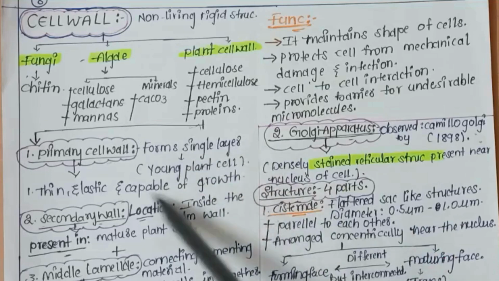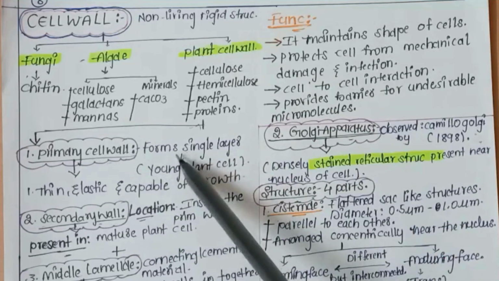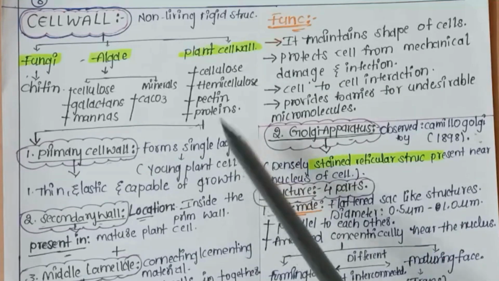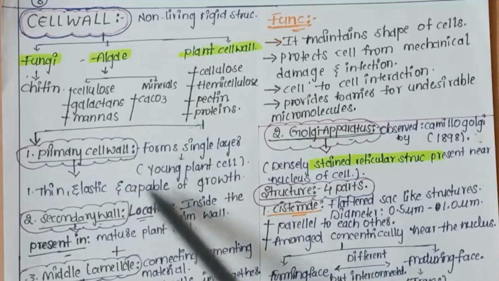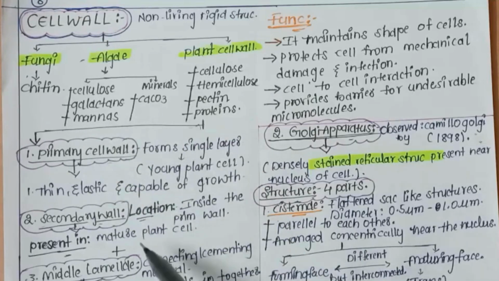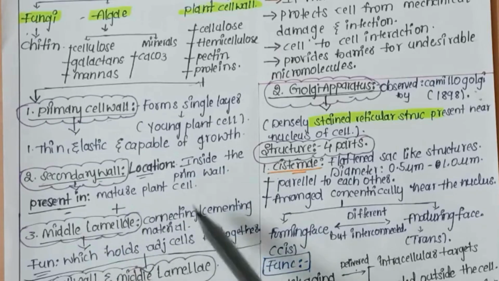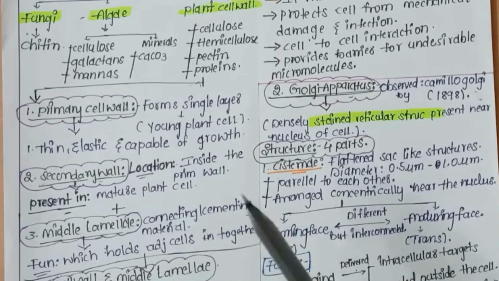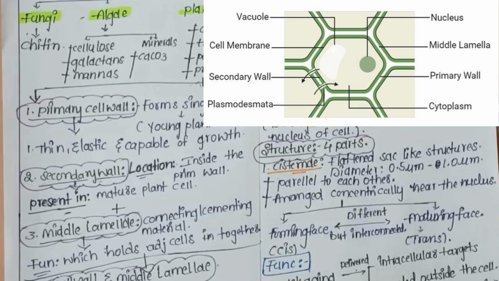Based on the age of the plant cell, in a young plant cell it forms a single layer which is thin, elastic and capable of growth, which is known as the primary cell wall, and in mature plant cells, inside the primary cell wall it forms the secondary cell wall. Coming to the middle lamella, it is the connecting material which holds the adjacent cells together, as you can see in the picture.